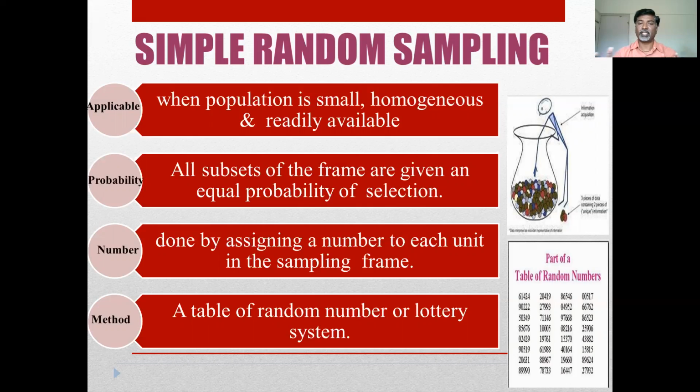Another method is a table of random numbers, along with lottery systems. Such methods are used to select samples in simple random sampling. So in simple random sampling, we are just selecting our members randomly from the available population, from the available sample frame. This is the main procedure of this method.